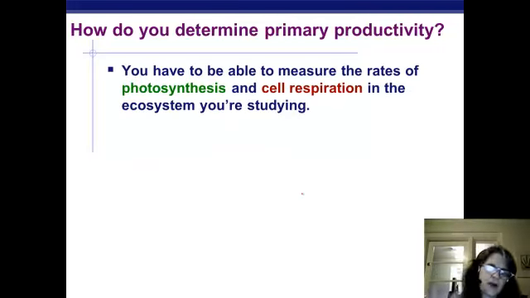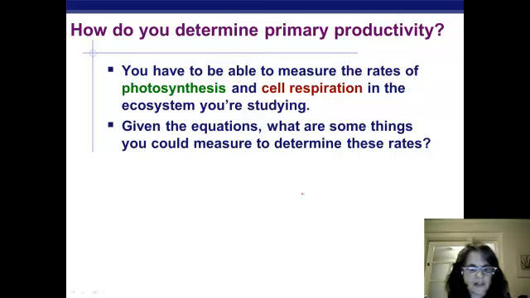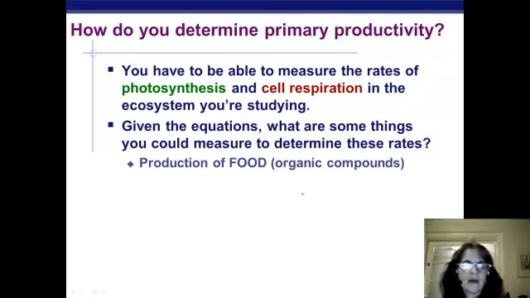Now, to determine primary productivity, you have to be able to measure photosynthetic rates and cell respiration in the ecosystem that we are studying. Okay, that's at the bottom of it as far as what we need to be able to measure: photosynthesis and cell respiration. Okay, now if we want to measure photosynthesis and cell respiration, remember their equations.